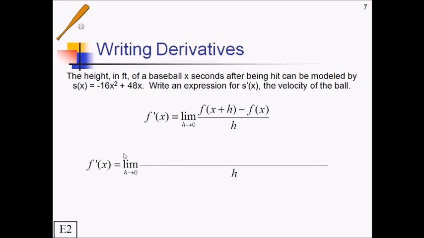So we have a big fraction with an h on the bottom, limit as h approaches 0, and we're essentially just taking x plus h and x and plugging them into this function here. So we're going to write negative 16 (x plus h) quantity squared plus 48 (x plus h), so that takes care of f of x plus h. And now minus f of x, well, f of x is just the original function here, so just stick all that in parentheses and subtract it.